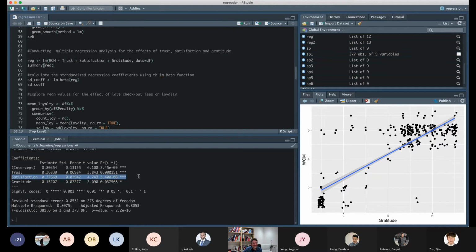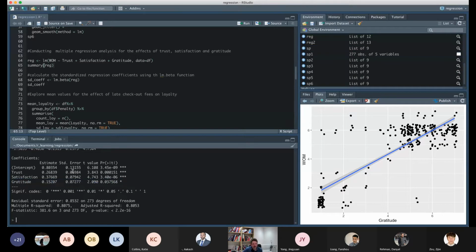It's too easy. I think it goes up by 0.37669. Yeah. Second strongest effect seems to be trust. Again, positive effect on referral behavior. So if we can increase trust by 1 unit, referral behavior, word of mouth behavior goes up by 0.26839. Yeah. And then finally, we have gratitude, also a significant effect.